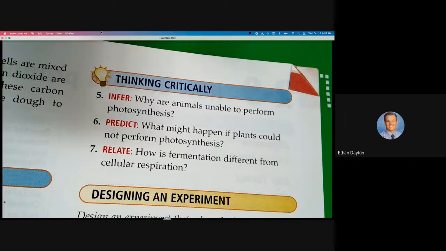How is fermentation different from cellular respiration? Somebody tell me how they're different. This one I do not know. I don't know either. I do. Sophia? I think fermentation is different from cellular respiration because fermentation does not need oxygen? You nailed it. Fermentation is different from cellular respiration because fermentation does not use oxygen. Cellular respiration does. Cellular respiration is much more efficient at creating energy.